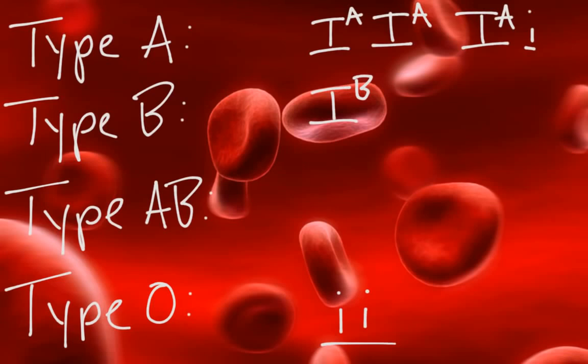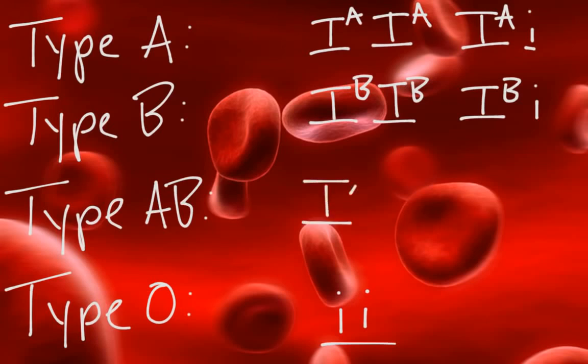Now for B, we have the same thing. We can be homozygous for B, or we could be heterozygous, having 1 type B allele and having 1 type O allele. And then again, the only way to be type AB is to have an A allele and a B allele.